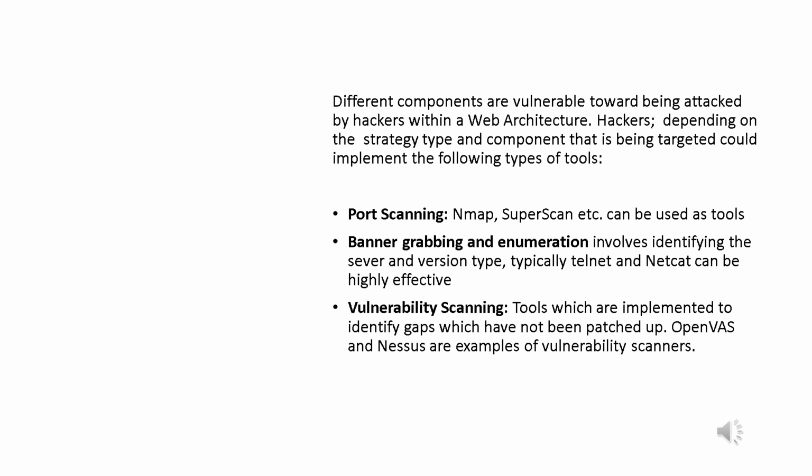Hackers, depending on the type of strategy and the component that has been targeted, could typically implement the following tools. They could use port scanning, such as Nmap or SuperScan, and banner grabbing and enumeration, which involves identifying the server and version type. Telnet and Netcat can be highly effective here. And vulnerability scanning, using tools to identify gaps that have not been patched. OpenVAS and Nessus are examples of vulnerability scanners.